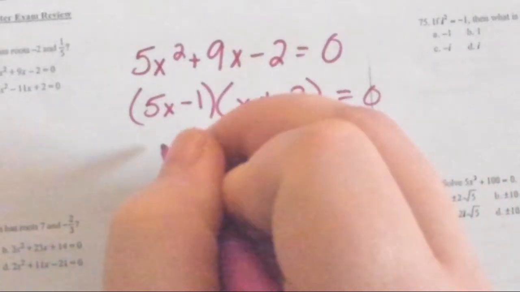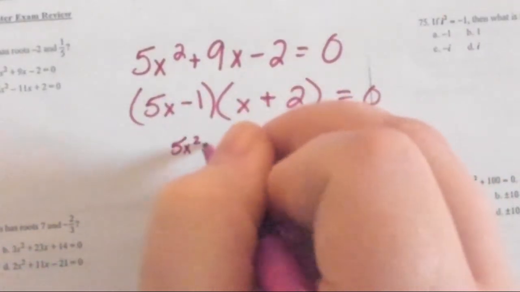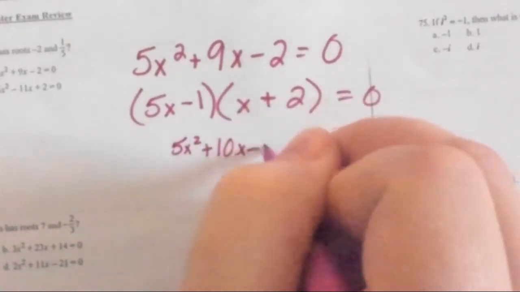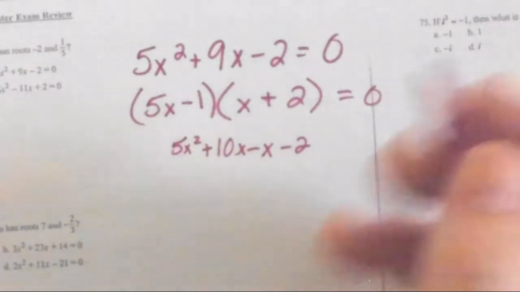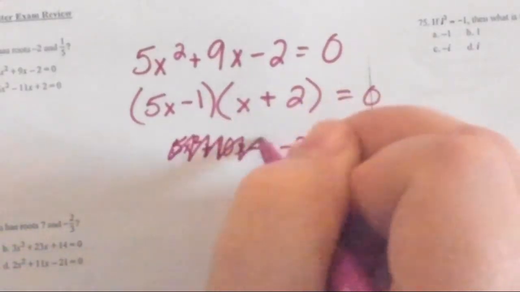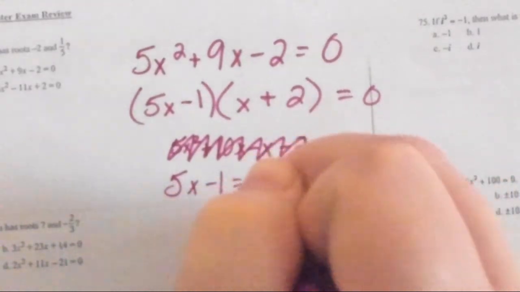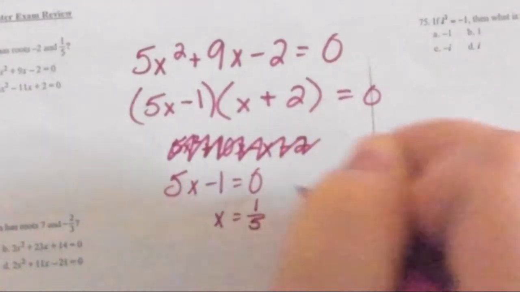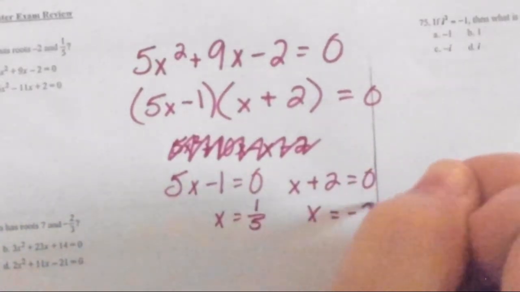Okay, if I set each of those, so 5x squared plus 10x minus x minus 2. Hey, I've guessed correctly. Those are the two factors. It did work out. So I have 5x minus 1 equals 0, so x equals 1/5. And I have x plus 2 equals 0, so x equals -2.